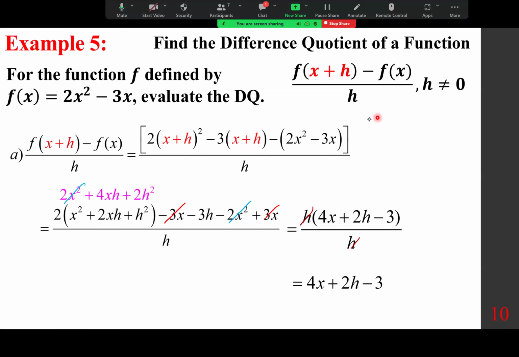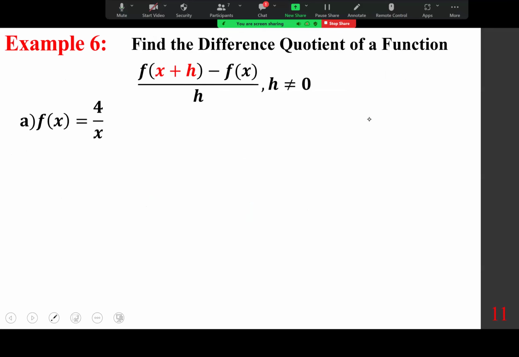Evaluation of this expression becomes extremely important later on, so you want to be very comfortable with that. We're going to continue with this example. F of x is 4 over x. And we're going to evaluate the difference quotient, or the DQ. So f of x plus h minus f of x over h. Notice f of x is simply whatever you have here. H doesn't change. You have to evaluate this one, and in this case, it becomes 4 over x plus h.